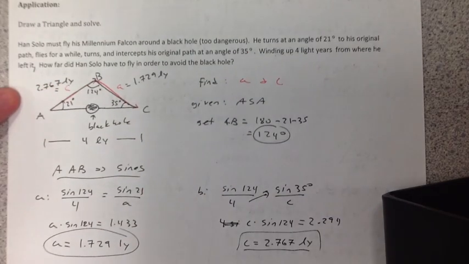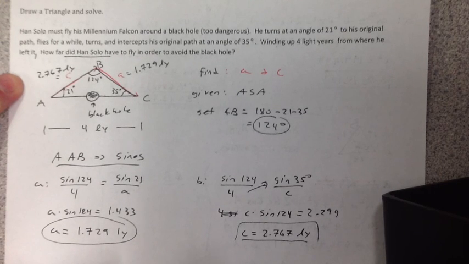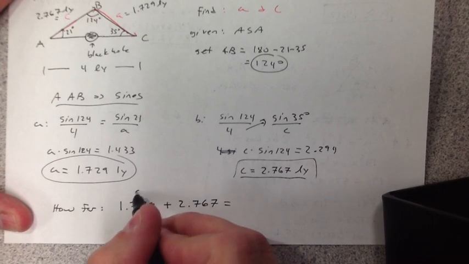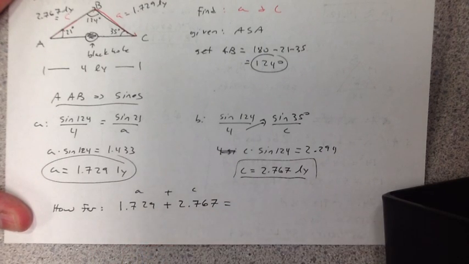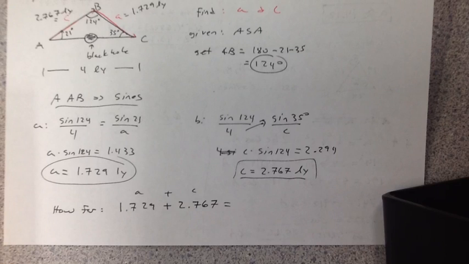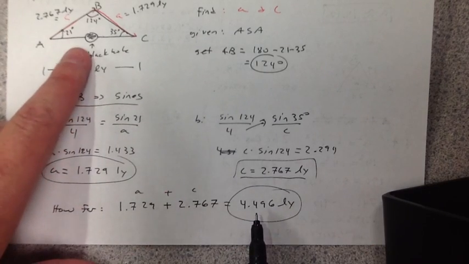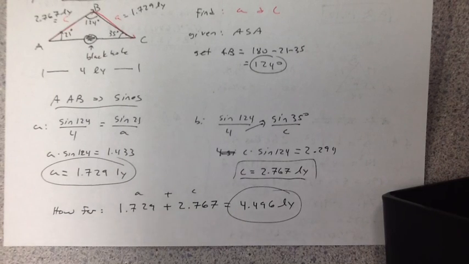Now, we're not done, because what we're asking is how far did Han Solo travel? To answer that, we have to add these together. For part a, he traveled 1.729, and for part c, he traveled 2.767. If I add those together, he traveled 4.496 light years. That's the total distance. So he had to travel an additional almost half a light year in order to avoid the black hole.